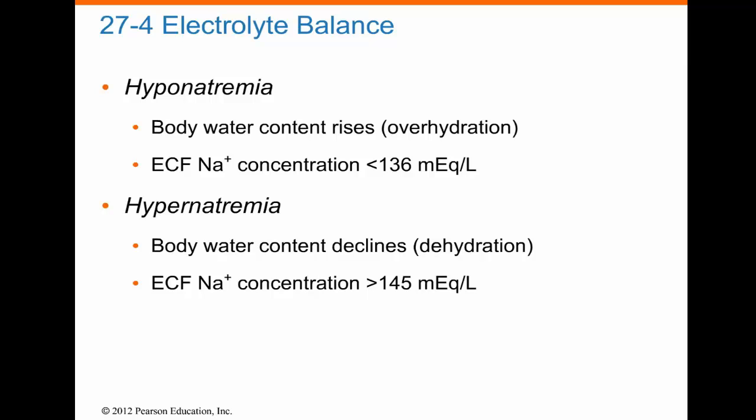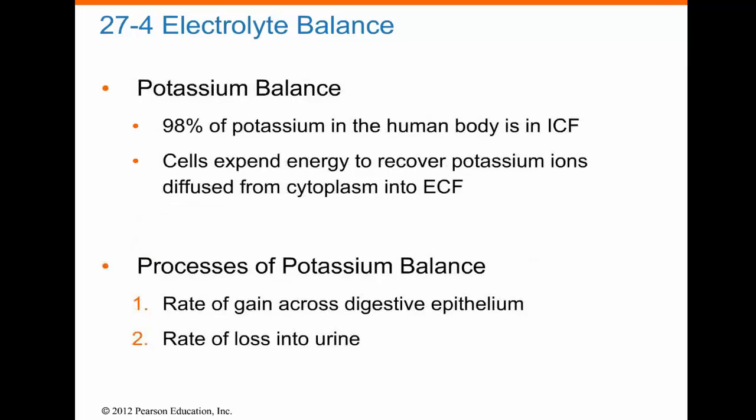With the potassium balance, 98% of potassium in the human body is in the intracellular fluid. The cells expend energy to recover potassium ions diffused from the cytoplasm into the extracellular fluid. The process of potassium balance involves the rate of gain across the digestive epithelium and the rate of loss into urine.